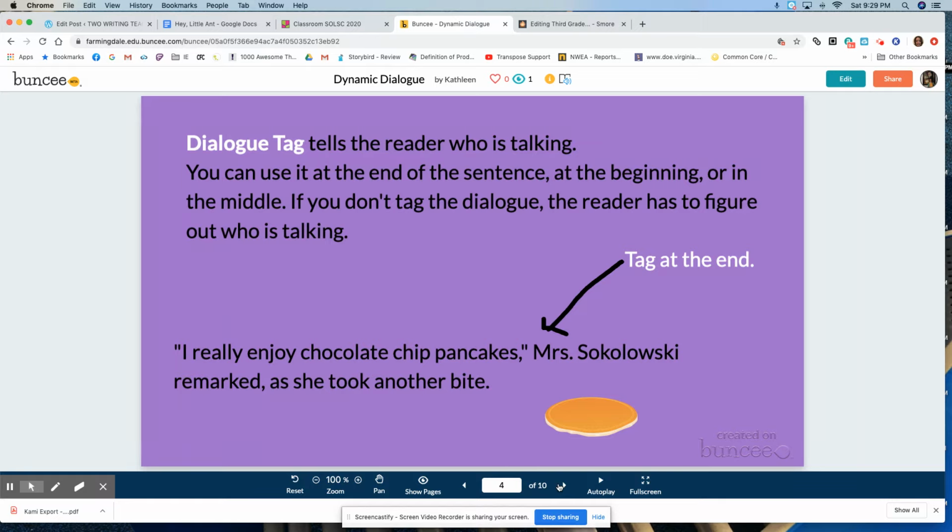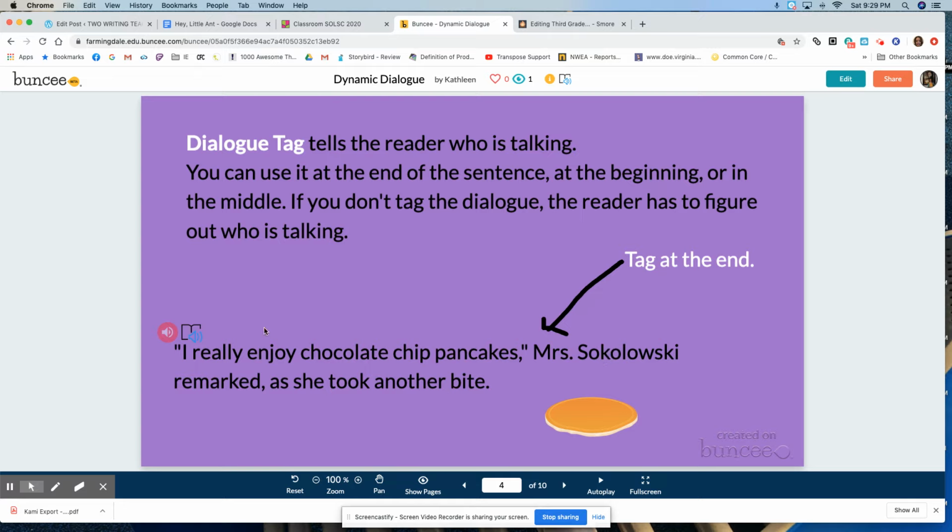Okay, when you are using dialogue, the dialogue tag tells the reader who is talking. If you don't use the tag, then the reader has to figure out who's talking on their own. But if you are going to tag the dialogue, you can use it at the end of the sentence, you can use it at the beginning or in the middle. And again, if you don't tag it, then the reader just has to do a little more work to figure out who's talking. Most people often will tag at the end.